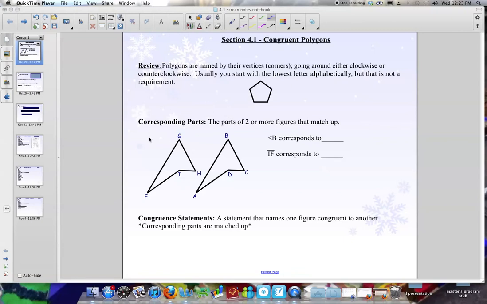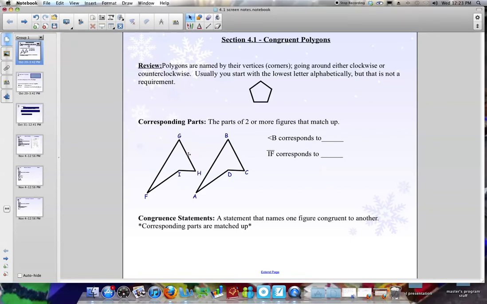We're going to talk about corresponding parts. When we say that two polygons are congruent, we say that all of their parts are congruent. So if these two polygons are congruent, angle B would correspond to the part in which you would take one segment and move it on top of the other one. So angle B would correspond to angle G, because angle G would land on top of angle B if one was on top of the other.